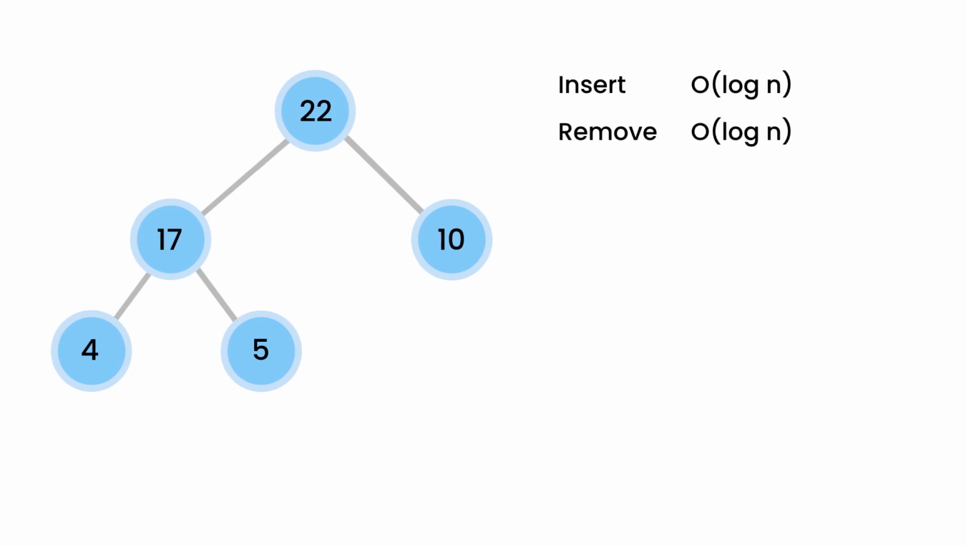Heaps don't support looking up values because of how the nodes are structured. They only allow us to inspect the maximum or minimum value depending on the type of the heap. In a max heap, the largest value is always at the root, and we can read it in constant time.